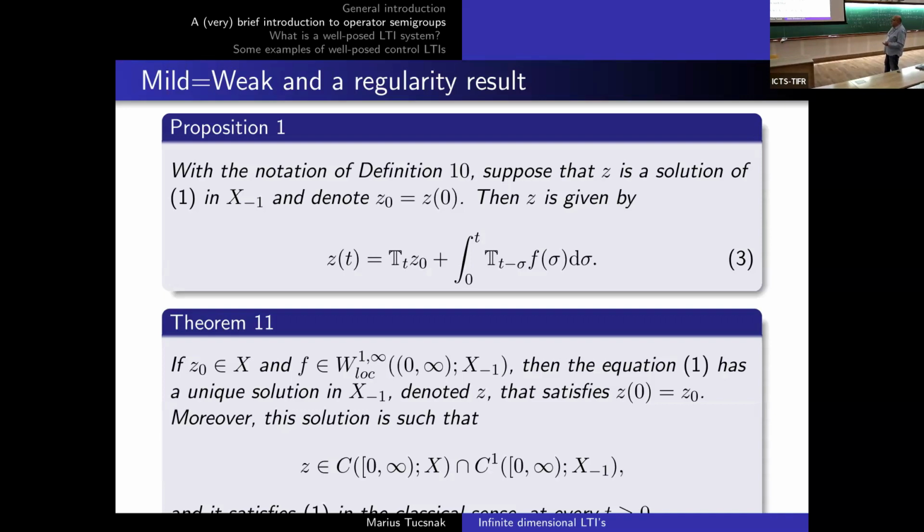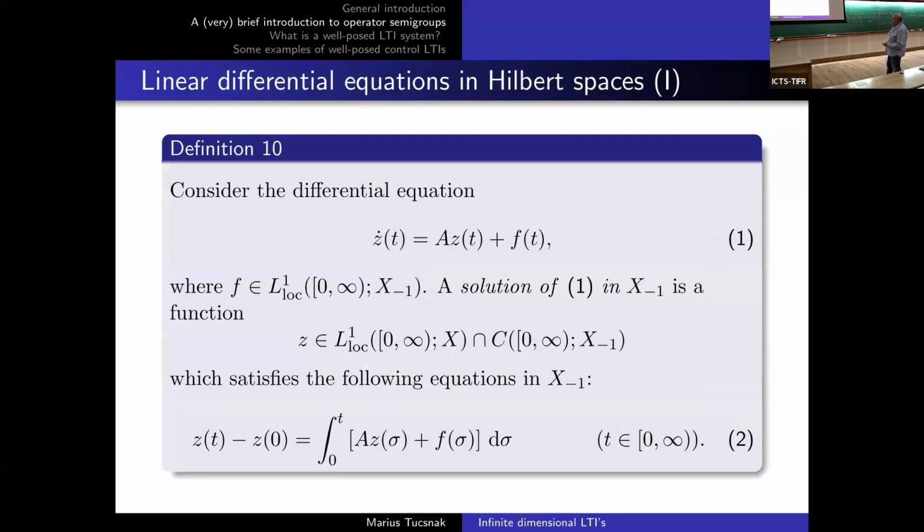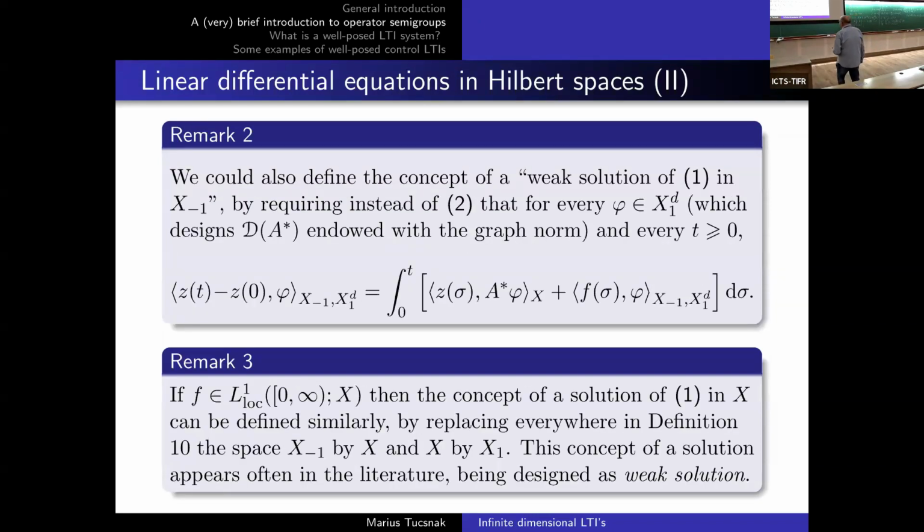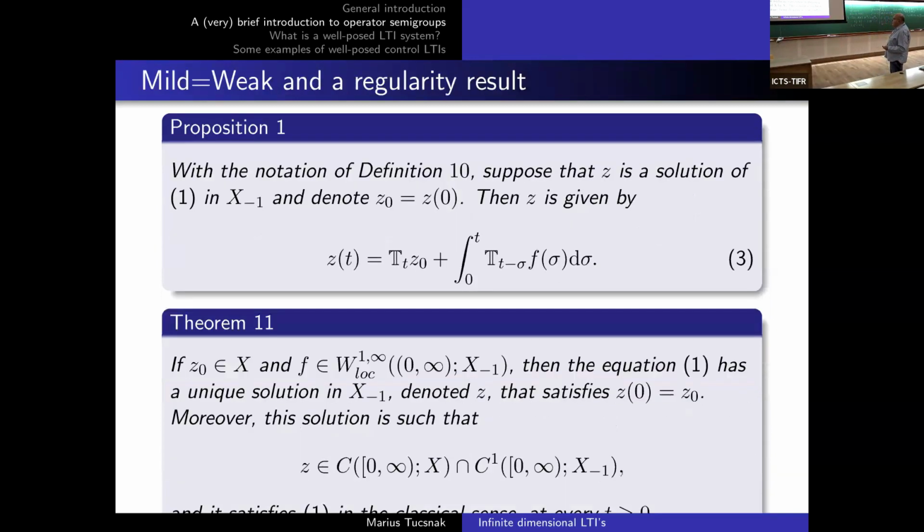So with this, of course, we can conclude that if I attach to this equation an initial value problem with z0 in X_{-1}, I have a unique solution given by the variation of constants formula. And then if I have an F which is smoother, for instance W^{1,∞} loc with values in X_{-1}, I will get a smoother solution.